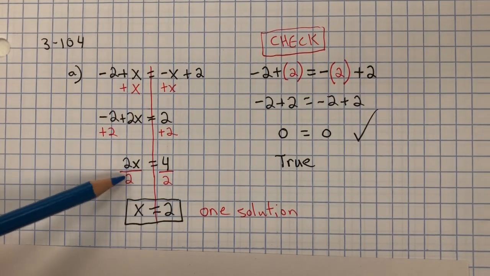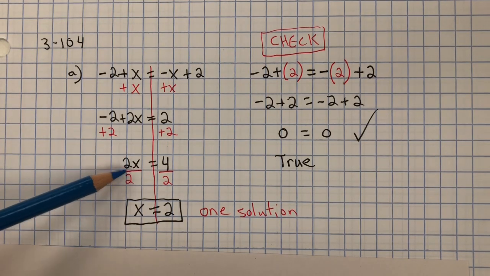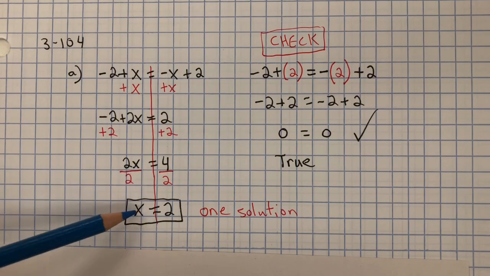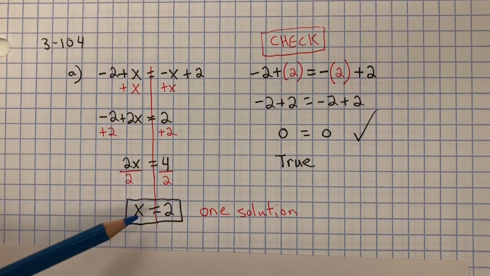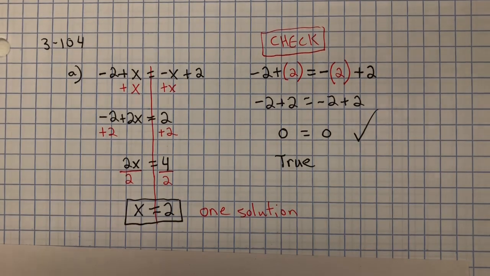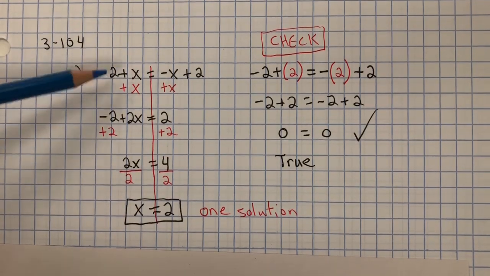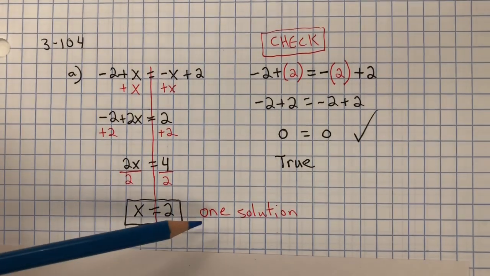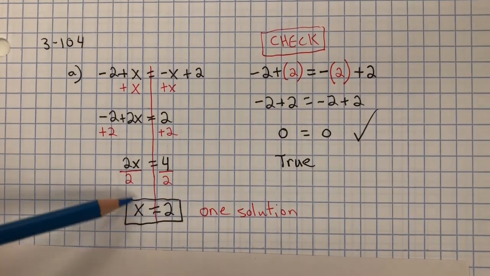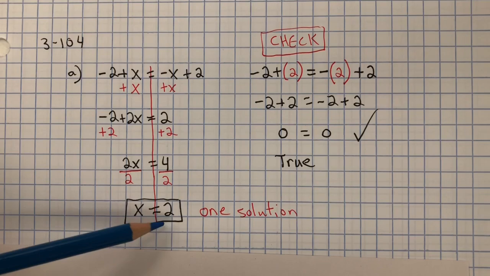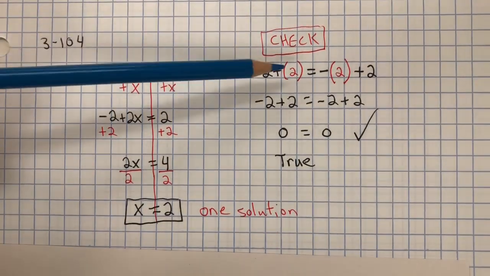Inverse property of multiplication is division. Create the giant 1, because 2 divided by 2 is 1. 1 multiplied by x is x. 4 divided by 2 is 2. So x equals 2. The only solution that would make this equation true is the number 2. So there's one solution. The great thing about equations is once you solve them, you could substitute your solution back into the equation, and that's what I did right here.